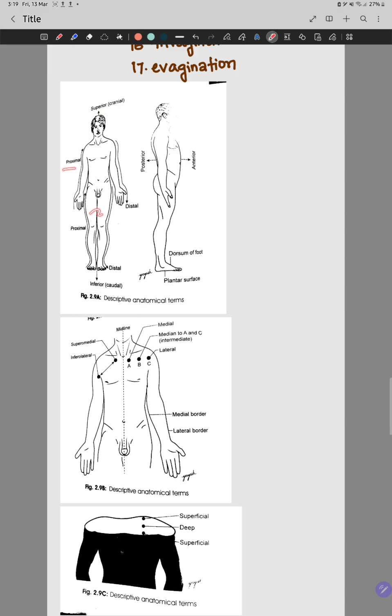Next, I will say proximal and distal. These are the 2 words. Distal, you remember the word distal by the end.